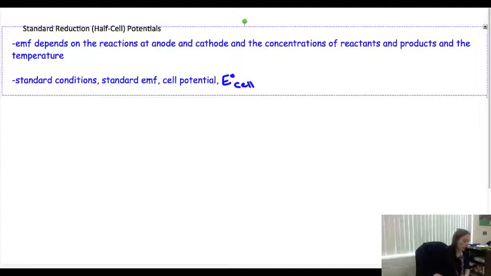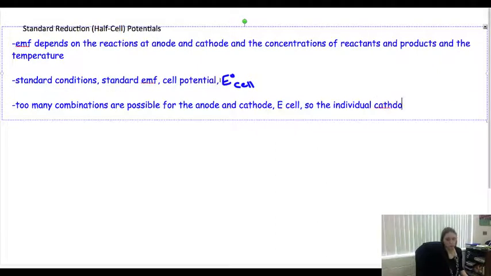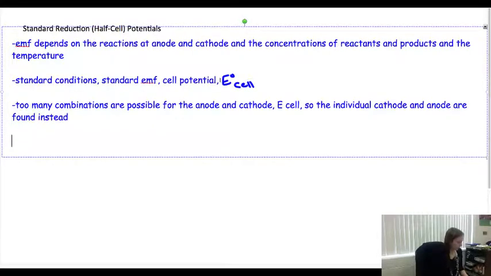Okay, there are too many possible combinations for an anode and a cathode. There'd be way too many E cells. So individual anodes and cathodes are found instead. Instead of having this reaction between when I use a zinc anode and a copper cathode or whatever, instead of using those overall cells, we do individual ones where we look at just the anode or just the cathode and not the actual combination. Okay, the cell potential is the difference between the two electrode potentials.